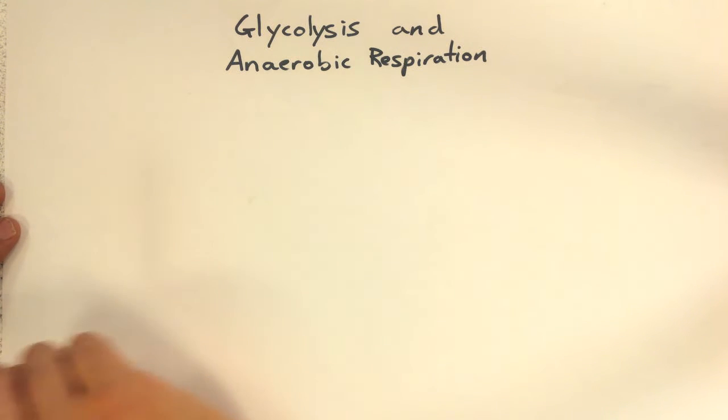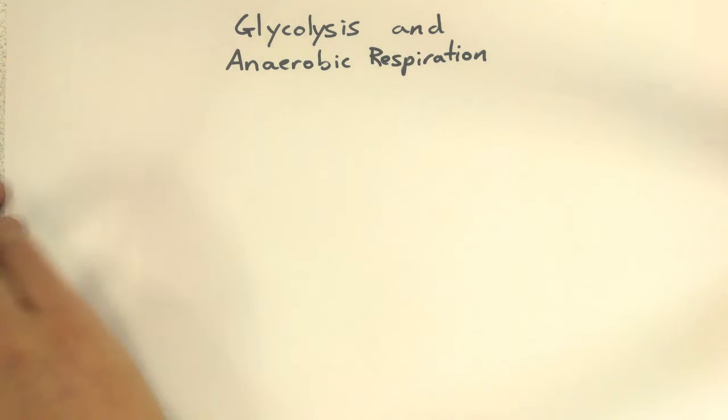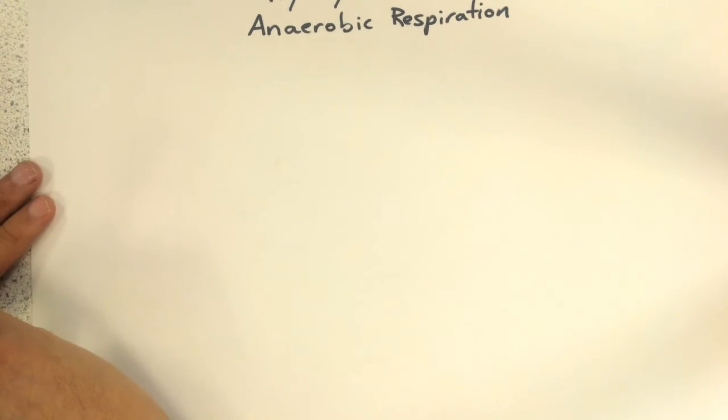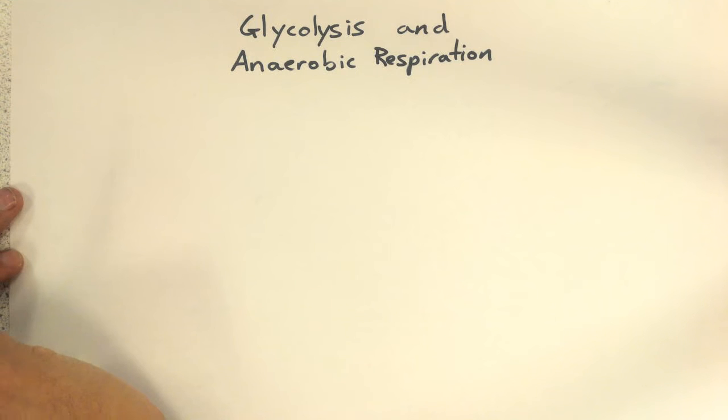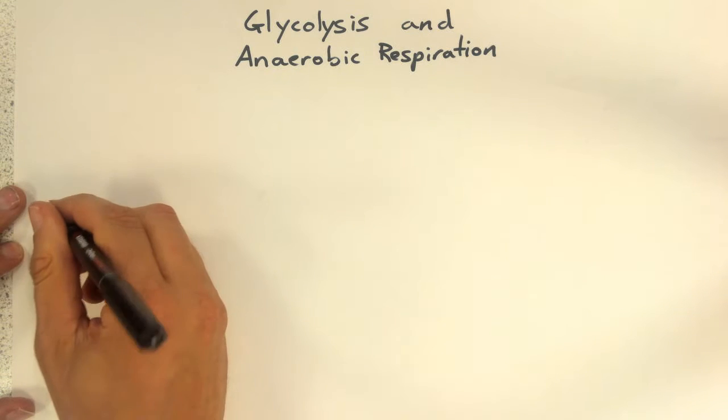Glycolysis is the first step in both aerobic respiration and anaerobic respiration. This video will only cover glycolysis and anaerobic respiration. The other steps of aerobic respiration will be covered in later videos. Aerobic and anaerobic respiration begin with glycolysis, and glycolysis begins with glucose.